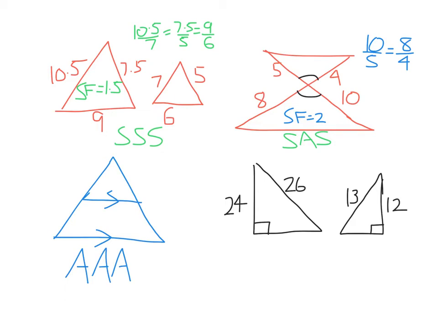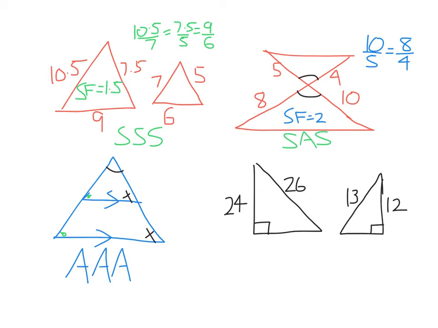So these both have a common angle. They also have these 2 angles equal because they're corresponding angles, and we have parallel lines here. So if 2 pairs of angles are equal, then the third pair of angles must be equal as well. Those 2 will be equal. In fact, they're also corresponding.